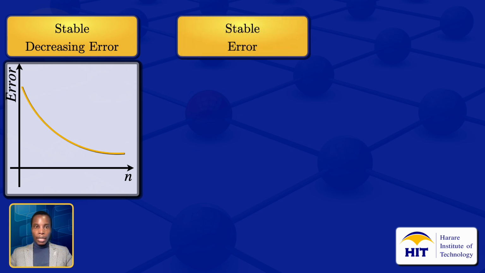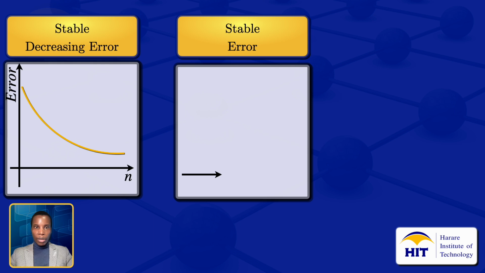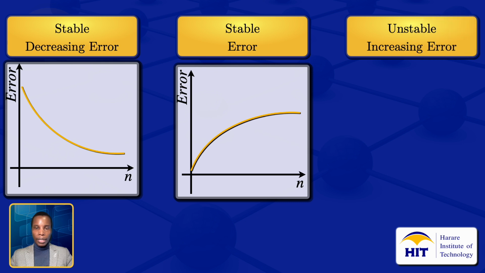To illustrate this, I'll plot a graph and draw my horizontal axis where we have the n, the iterations, and then we go on and plot the error in the vertical axis. So we can have the error at first start to grow, but then level up to a certain value. This is an illustration of a stable error, stabilizing at a certain value there. Or the other option, we can have unstable increasing error.